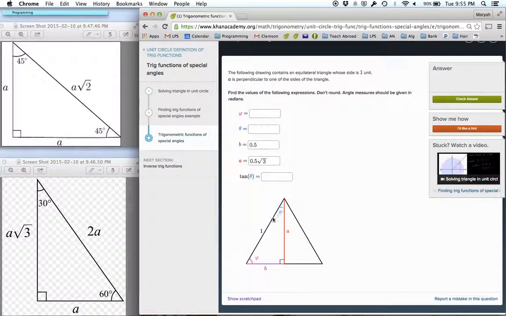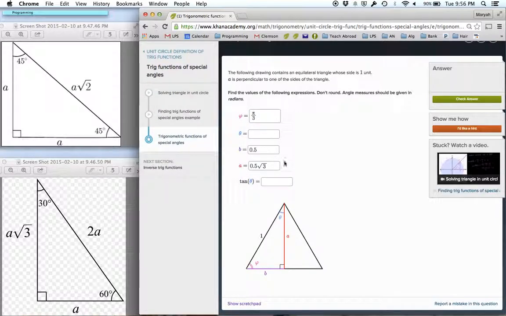Now, the larger angle is going to be next to the smaller side, this symbol right here. That's going to be your pi over 3. And the smaller one is going to be pi over 6.